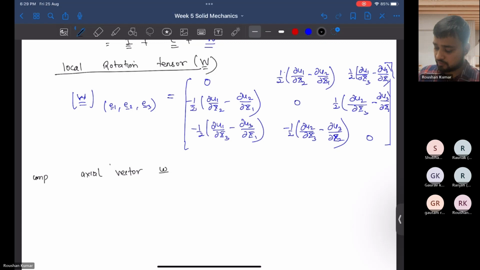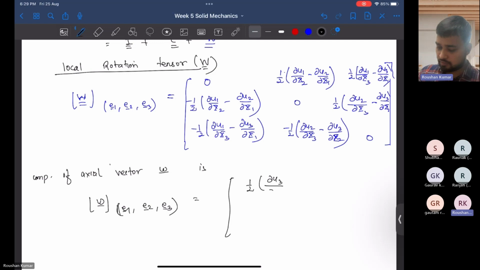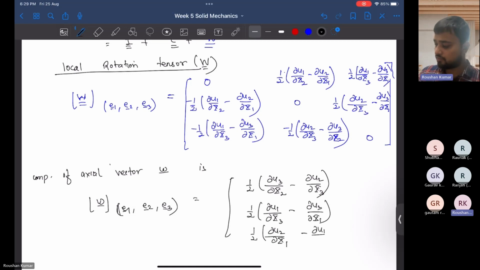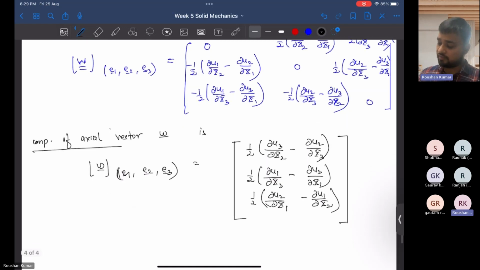The component of axial vector W is, in the E1 E2 E3 basis, half of del u3 upon del x2 minus del u2 upon del x3, half of del u1 over del x3 minus del u3 over del x1, half of del u2 over del x1 minus del u1 over del x2. So this is the component of axial vector W.